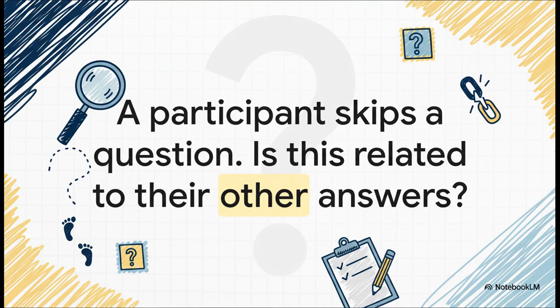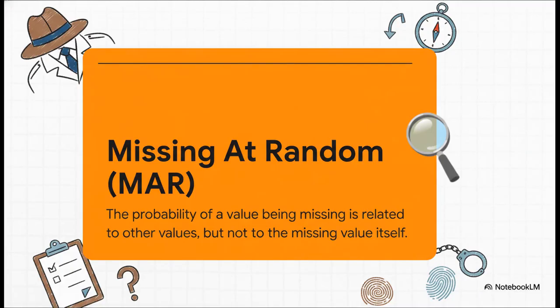Okay, now let's tweak that scenario. What if the reason somebody skipped a question can be predicted by their other answers? For instance, maybe you notice that older participants in your study are way more likely to skip a question about their technology use. Well, now the missingness isn't completely random anymore, is it? And this brings us to our second big clue, missing at random, or MAR.